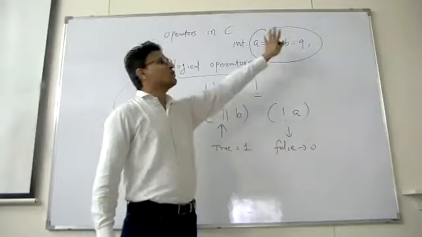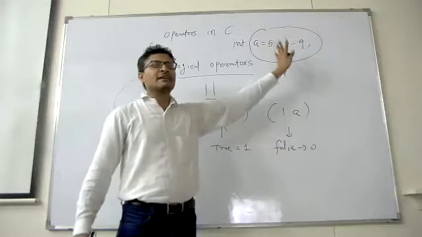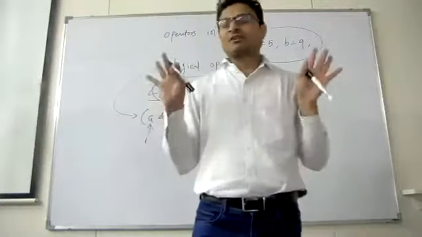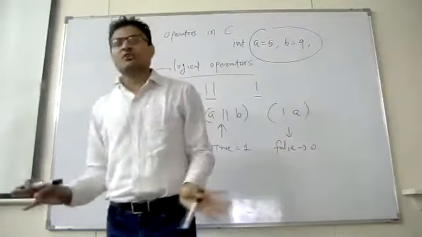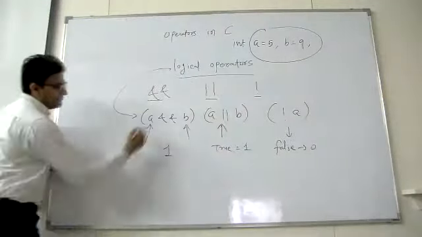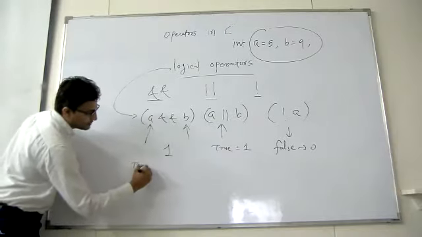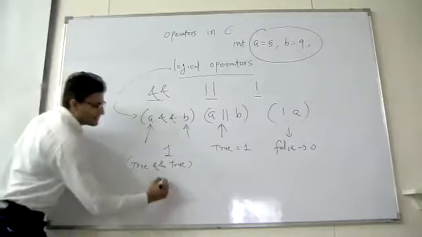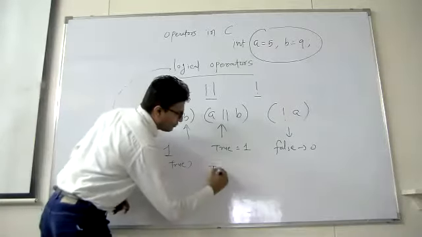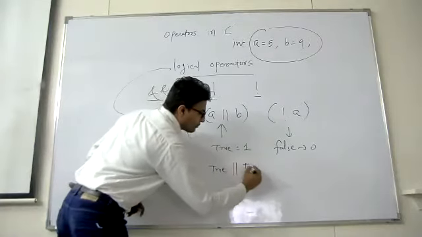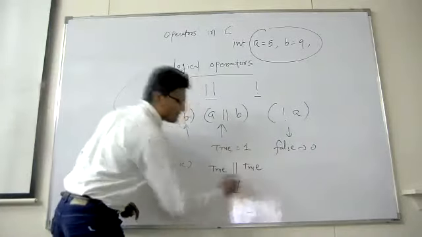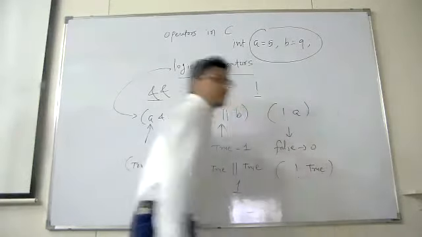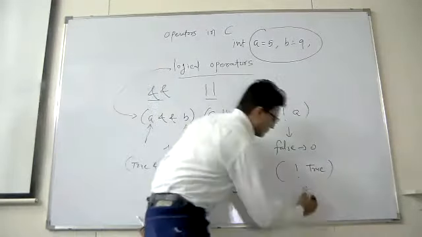Here there is no value. It will consider 5 and 9 as true, because 5 and 9 are non-zero values. So true and true, answer is 1. Here true or true, answer is 1. Here not of true, so that is false.